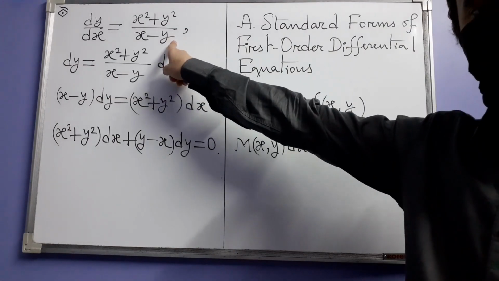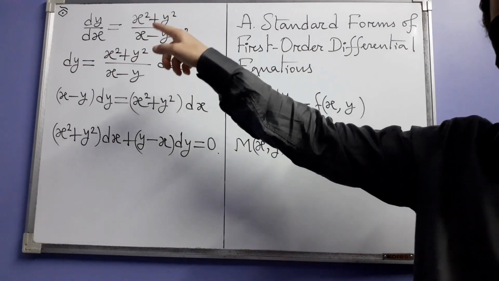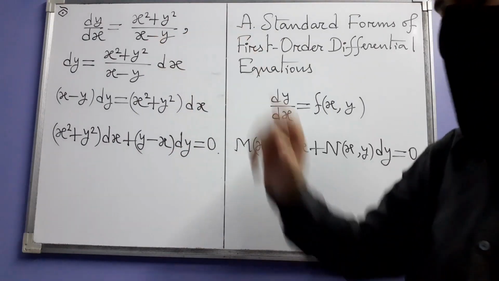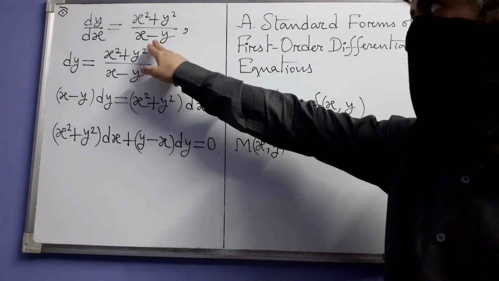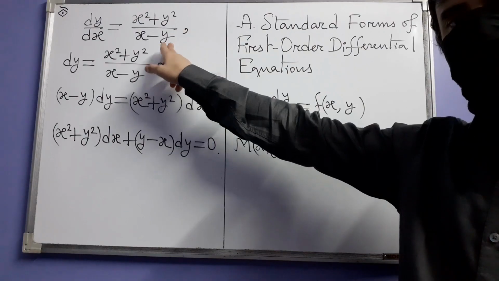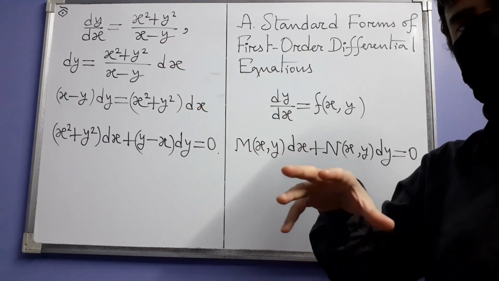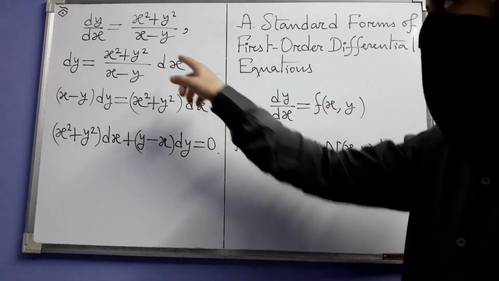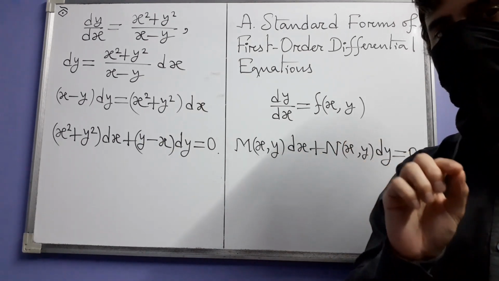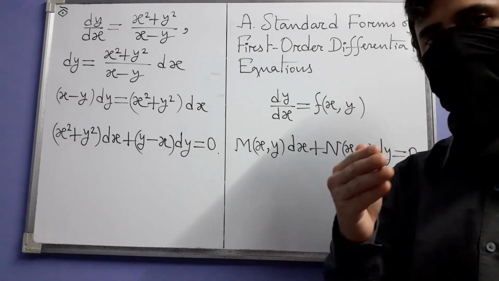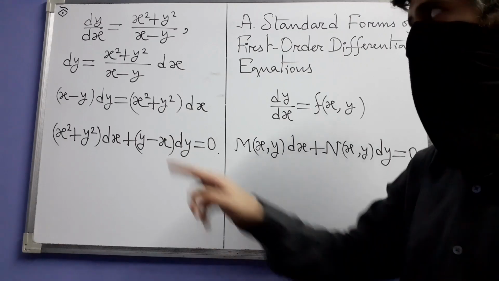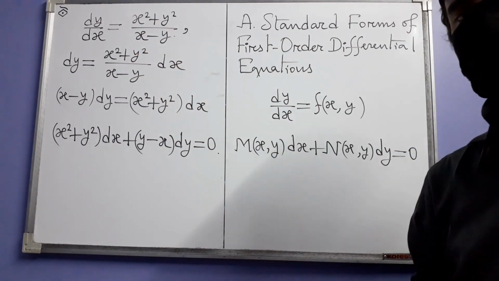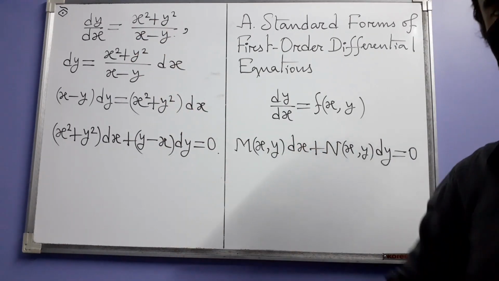Say you consider this equation: dy/dx equals (x squared plus y squared) divided by (x minus y). Because you have x minus y in the denominator, the domain in which this differential equation is defined should not have any point where the x and y coordinates are equal, because otherwise you will have zero in the denominator. So we push those things in the background.